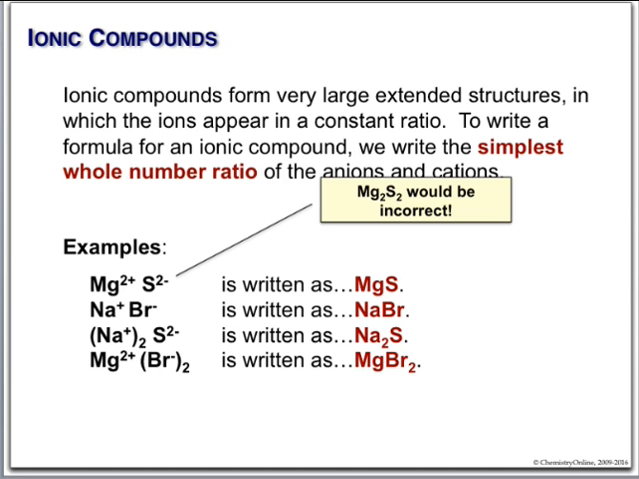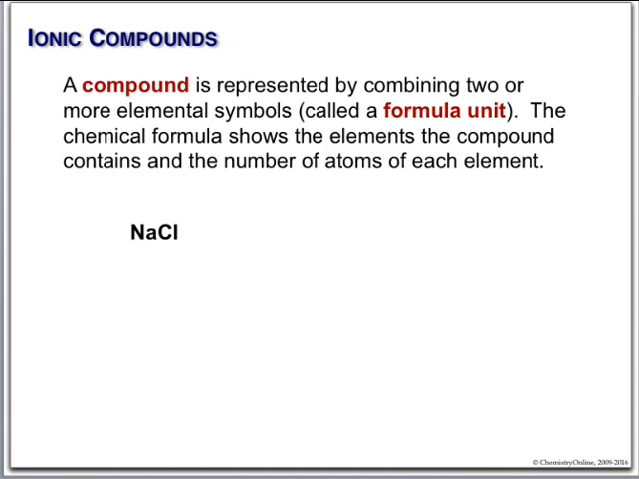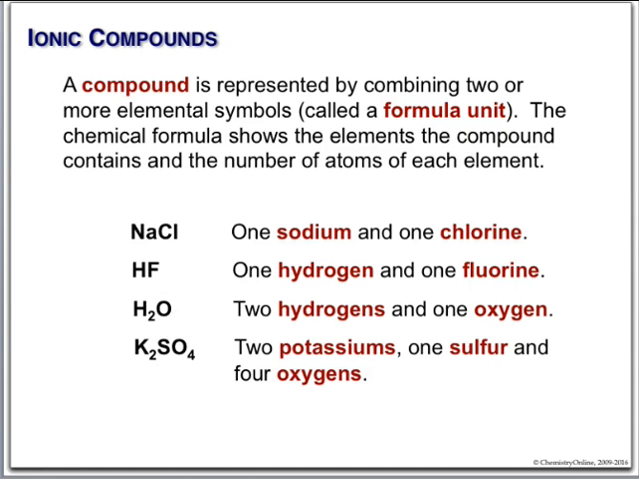Any questions? Let's work backwards. If I say we have NaCl, that should tell you we have 1 sodium and 1 chlorine. If I told you we had HF, that would tell you 1 hydrogen and 1 fluorine. H2O, 2 hydrogens for every oxygen.